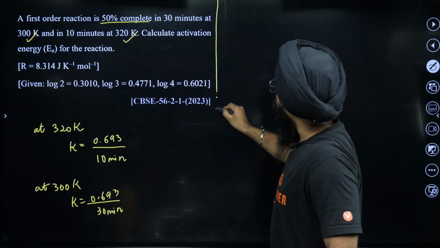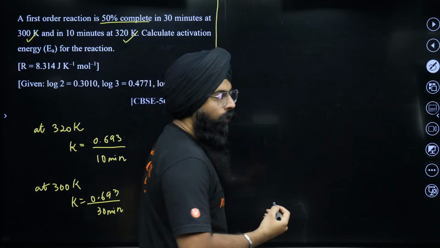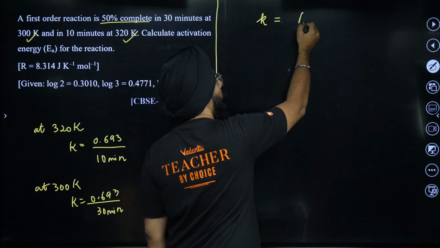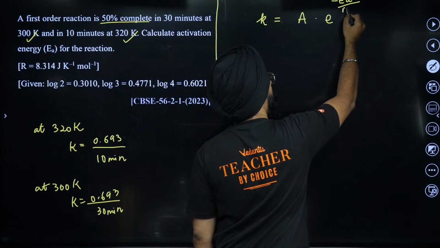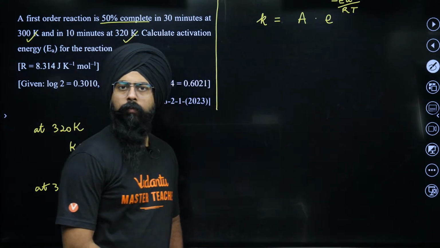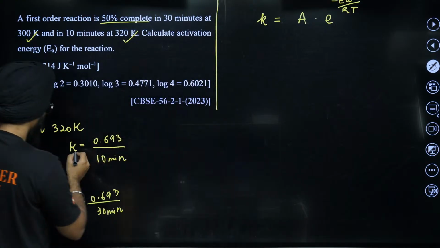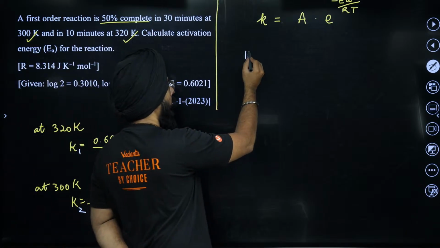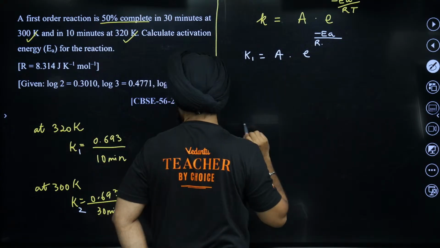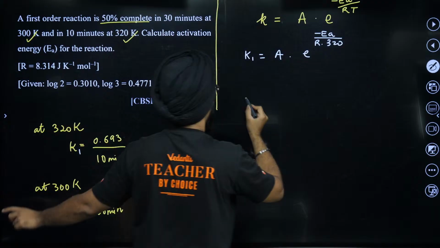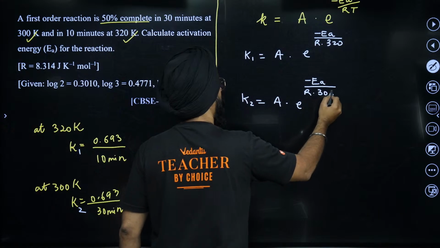Now, let's revise the Arrhenius equation. Arrhenius equation tells you about the dependence of rate constant on temperature. So Arrhenius equation says that K is equal to Arrhenius constant A into e to the power minus of activation energy by RT. So let's put these values into that expression. Let's call it K1 and let's call this K2. So K1 is equal to A into e to the power minus activation energy by R into 320, and K2 is equal to A into e to the power minus activation energy by R into 300.